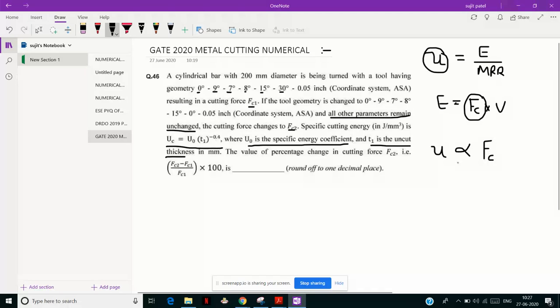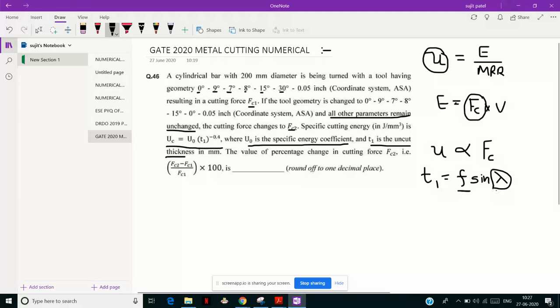So we can say that specific cutting energy is proportional to cutting force, or cutting force is proportional to specific energy, and specific energy is given as u0 into t1 raised to minus 0.4. So t1 is the uncut chip thickness, and here you can see that this is not orthogonal cutting. So uncut chip thickness is given by f sine lambda. Here f is the feed rate, and feed rate will remain the same because it is written that all other parameters remain the same.